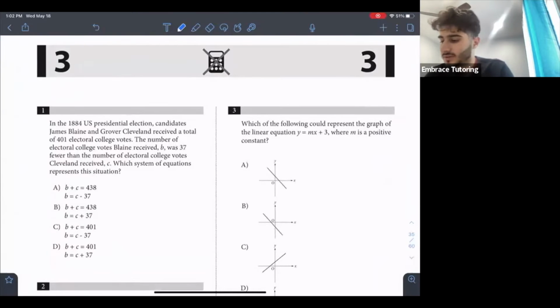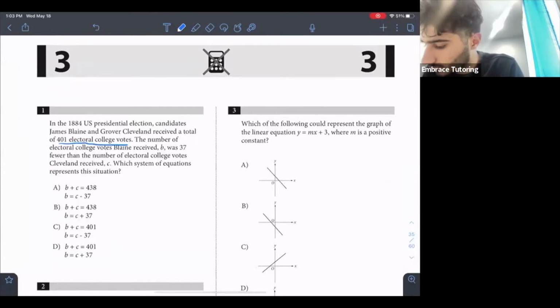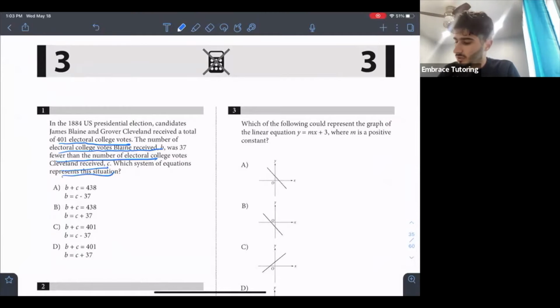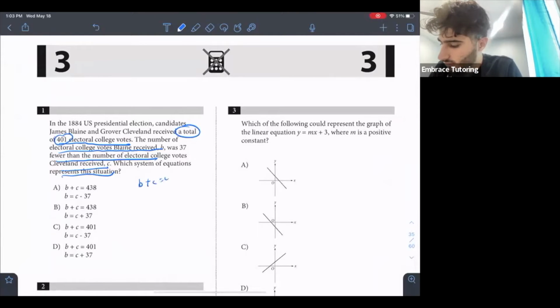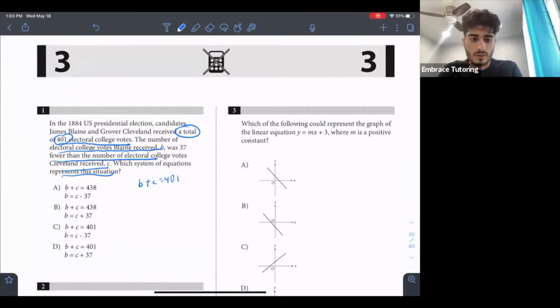For the first question, in the 1884 U.S. presidential election, candidates James Blaine and Grover Cleveland received a total of 400 electoral college votes. The number of electoral college votes Blaine received, B, was 37 fewer than the number Cleveland received, C. Which system of equations represents the situation? So there was a total of 401, so B plus C is 401.